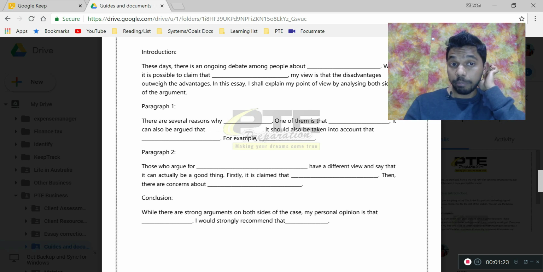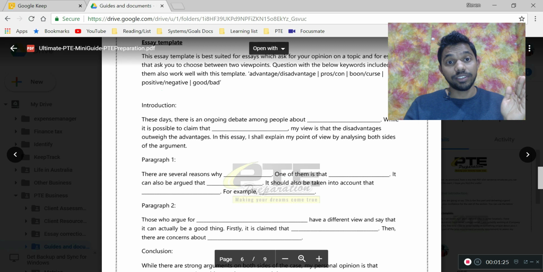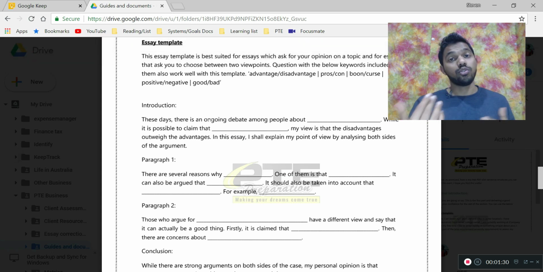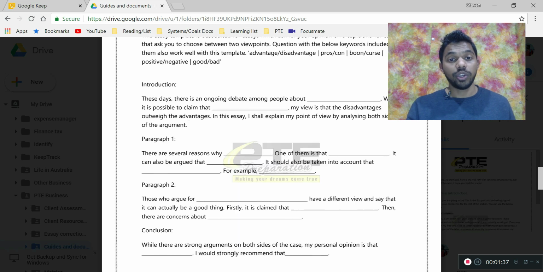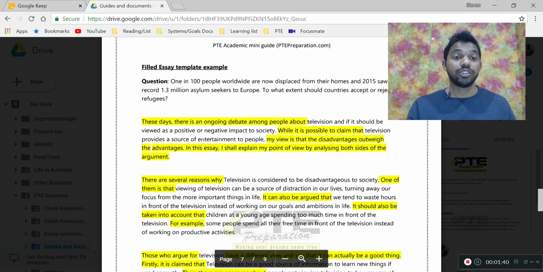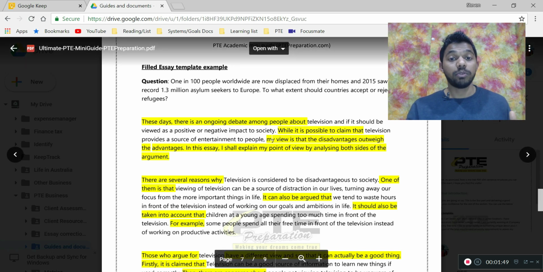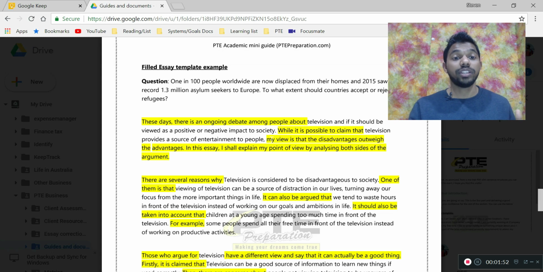So let's look at an example. This template is for when you are asked for your opinion on a topic, or asked to choose between two viewpoints. So say for example, the topic is television, good or bad, and in the introduction you say: these days there's an ongoing debate between people about television and if it should be viewed as a positive or negative impact to society. While it is possible to claim that television provides a source of entertainment to people, my view is that the disadvantages outweigh the advantages. In this essay, I shall explain my point of view by analyzing both sides of the argument.